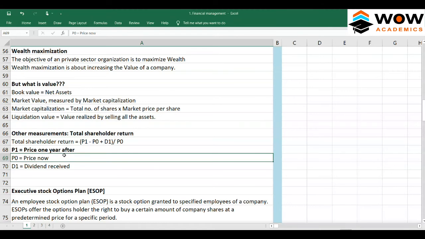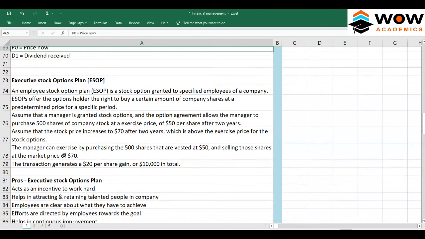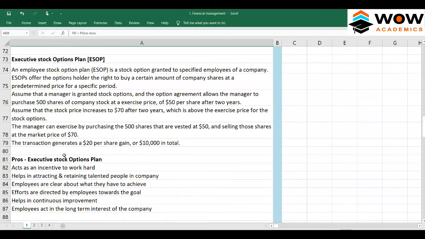Now we look at the concept of ESOP, the employee stock option plan. An employee stock option plan is a stock option granted to specified employees of a company. ESOP offers the option holder the right to buy a certain amount of company shares at a predetermined price for a specific period. Assume that a manager is granted stock options, and the option agreement allows the manager to purchase 500 shares of company stock at an exercise price of 50 per share after 2 years.